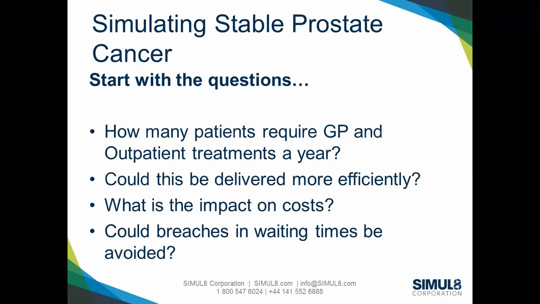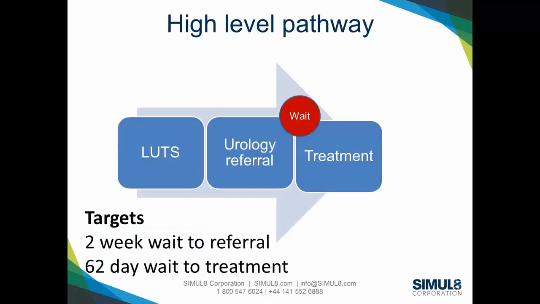And then the final example I wanted to show you is an example of a disease pathway. This is in prostate cancer, with the questions being how many people are likely to need treatments each year, how could it be delivered more effectively, what's the financial impact, and particularly looking at breaches in waiting times and how you could avoid those. So the high-level pathway was developed looking at people turning up at their GP with symptoms, being referred on to urology and the treatment, and obviously the key waiting time targets were looked at there.